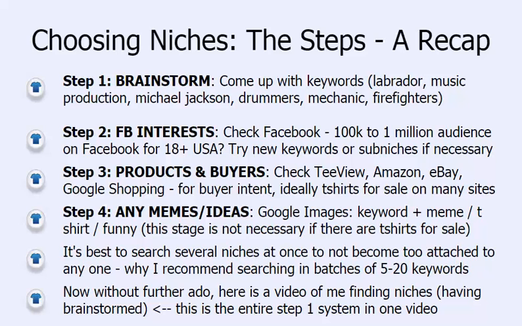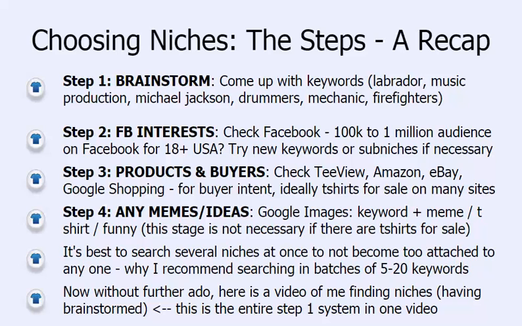Step two, we check Facebook and see if there are interests that we can reach to build an audience of between 100,000 and a million people on Facebook ads who are 18 plus in the USA. Try playing around with different keywords, sub niches of a keyword if it's too big. If we spend like 2 or 3 minutes and we can't find a good keyword that's at least 100,000 people, we ditch that niche, we get rid of it, and we move on to the next one.